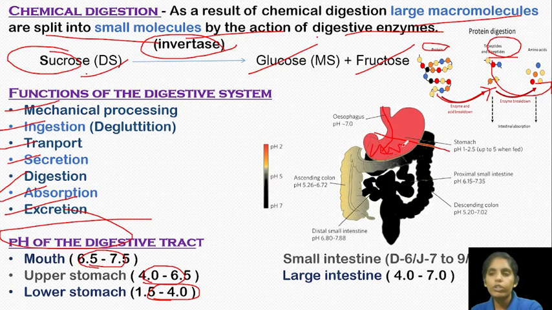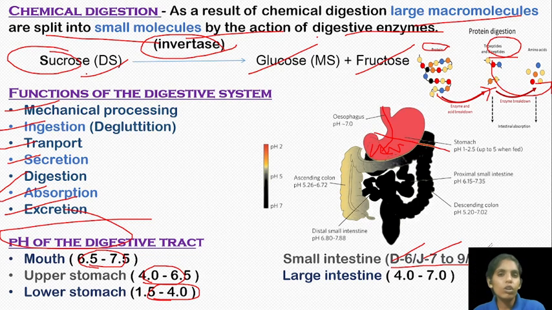Now, coming to the small intestine, you all know that the small intestine is divided into three parts: the duodenum, the jejunum, and the ileum. The duodenum has a slightly acidic pH. Why? When the food from the stomach enters the small intestine, along with the food, the hydrochloric acid will also enter the duodenum. That's why the duodenum has a pH around 6, which is a slightly acidic pH.